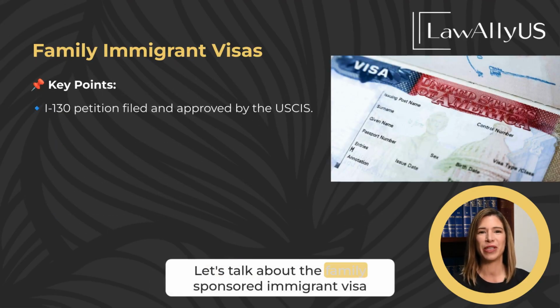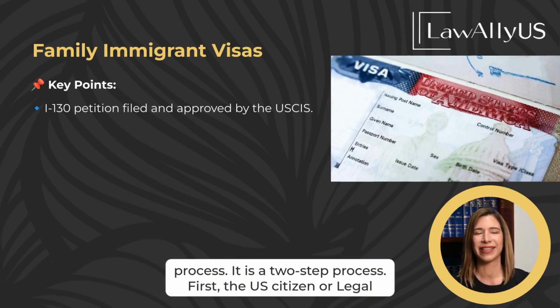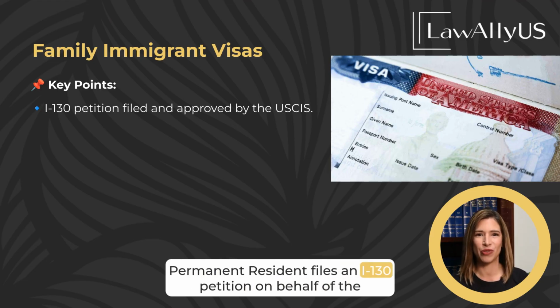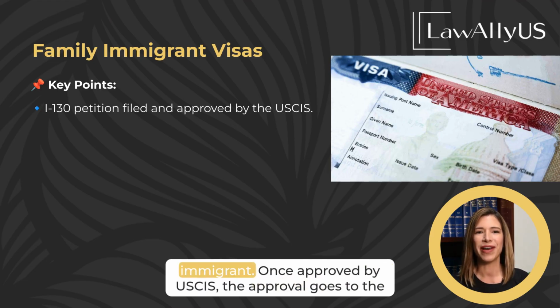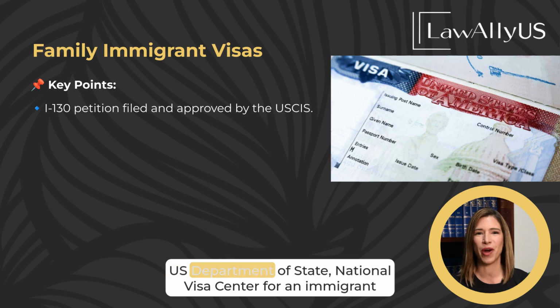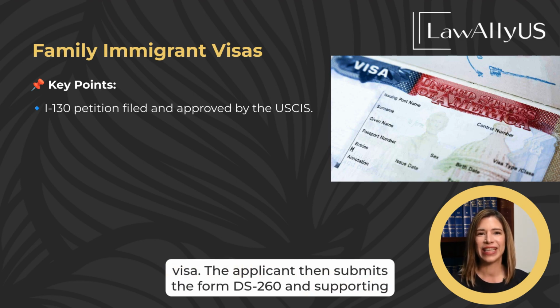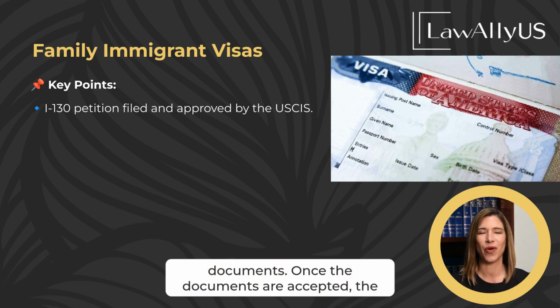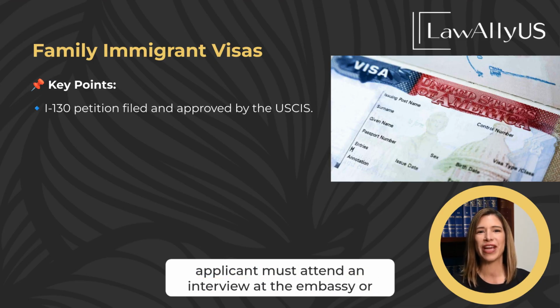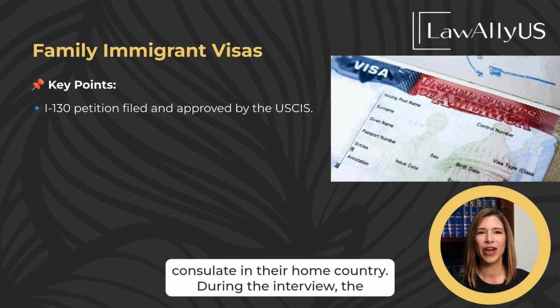Let's talk about the family-sponsored immigrant visa process. It is a two-step process. First, the U.S. citizen or legal permanent resident files an I-130 petition on behalf of the immigrant. Once approved by USCIS, the approval goes to the U.S. Department of State National Visa Center for an immigrant visa. The applicant then submits the form DS-260 and supporting documents. Once the documents are accepted, the applicant must attend an interview at the embassy or consulate in their home country.